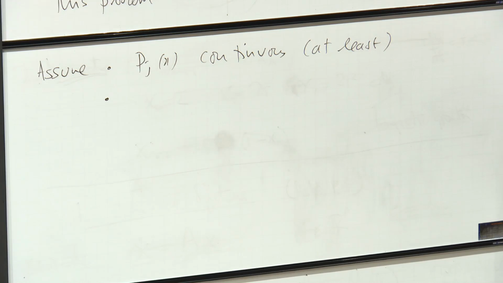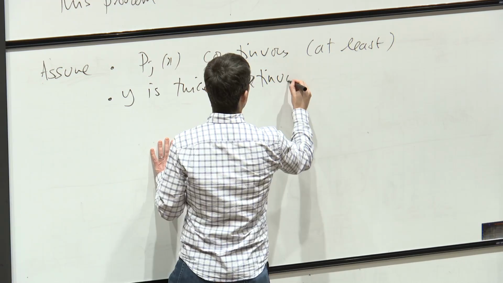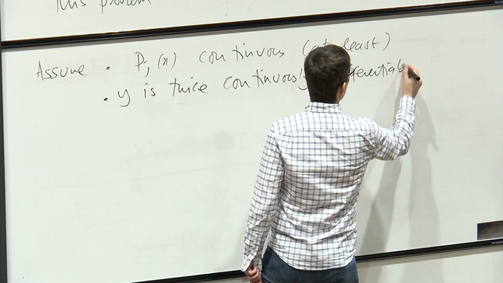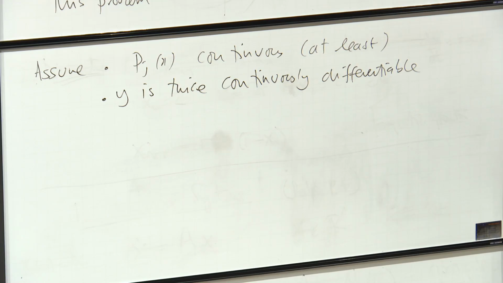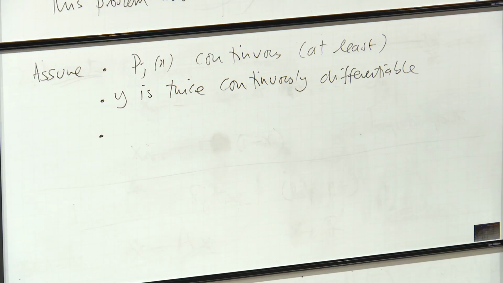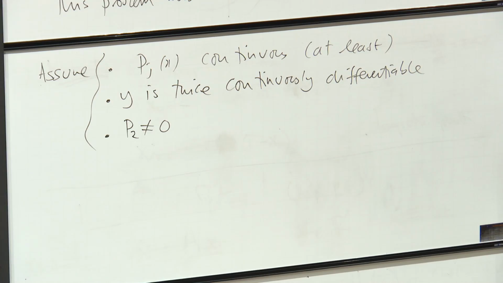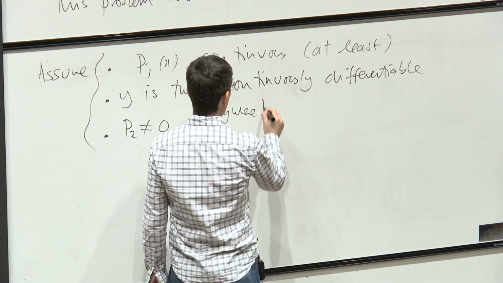And I'm going to assume that y is differentiable enough times for this to make sense. Okay. And again, in practice, we're nearly always going to be looking for solutions that are analytic. And then the final thing, which might be a bit mysterious to start with, is I'm going to assume that P2 is not zero. By that I mean it's not equal to zero anywhere. Not just that it's not the zero function, but it's everywhere non-zero. Okay.